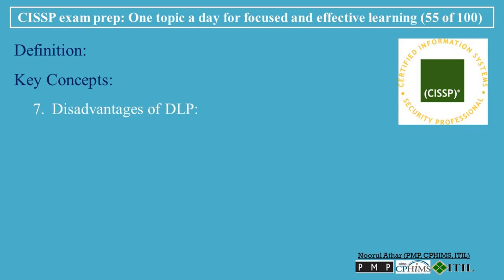7. Disadvantages of DLP. False positives. DLP systems may generate false positives by incorrectly flagging non-sensitive data as sensitive, which can disrupt business processes and lead to user frustration. Complex implementation. Implementing DLP solutions can be complex, requiring careful planning, policy configuration, and integration with existing security systems. Misconfigured policies can lead to gaps in data protection.